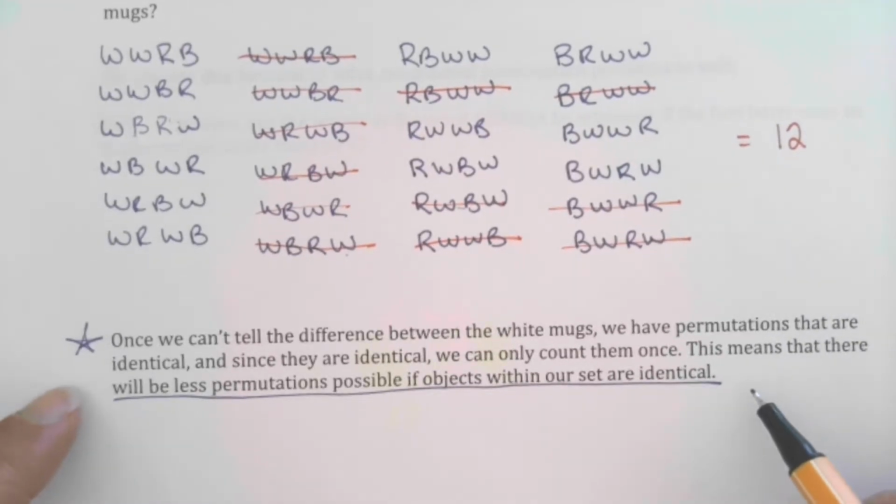Okay, this is the key takeaway here. As soon as you have things that are identical, you're going to end up with fewer possible lines of them, or different permutations of them, than when you have all different objects.